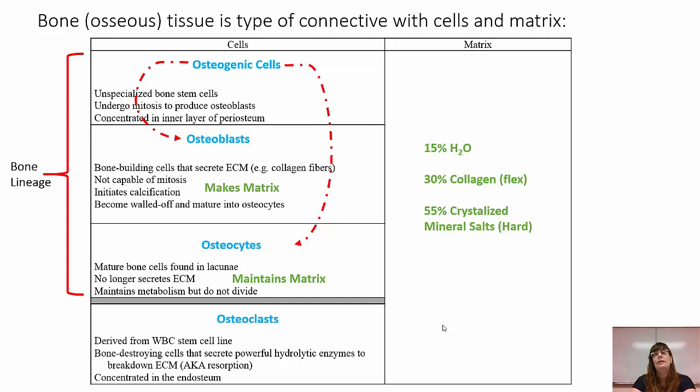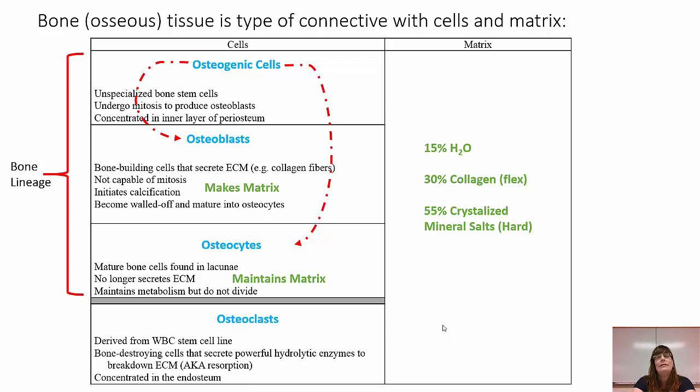So the osteogenic cells are the unspecialized stem cells. These undergo mitosis and actually produce osteoblasts. They're concentrated in the inner layer of that periosteum. Again, the osteoblasts are the bone building cells, so they make the matrix. They cannot divide. They actually initiate calcification, and then as they get mature and older, they get walled off into the bone tissue, and they become mature osteocytes.